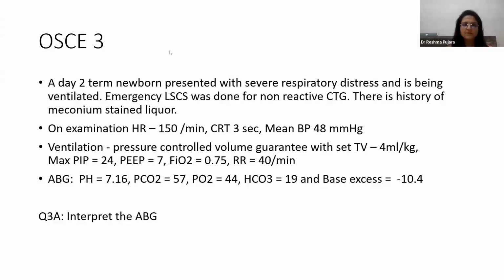Ventilation-wise, this baby is on pressure control volume guarantee with a set tidal volume of 4 ml per kg. Maximum PIP is set at 24, PEEP is 7, FiO2 of 0.75, so 75%, and a respiratory rate of 40 per minute, and this is the ABG: pH of 7.16, PCO2 of 57, PO2 of 44, bicarb of 19, base excess of minus 10.4. So can you please interpret this ABG?